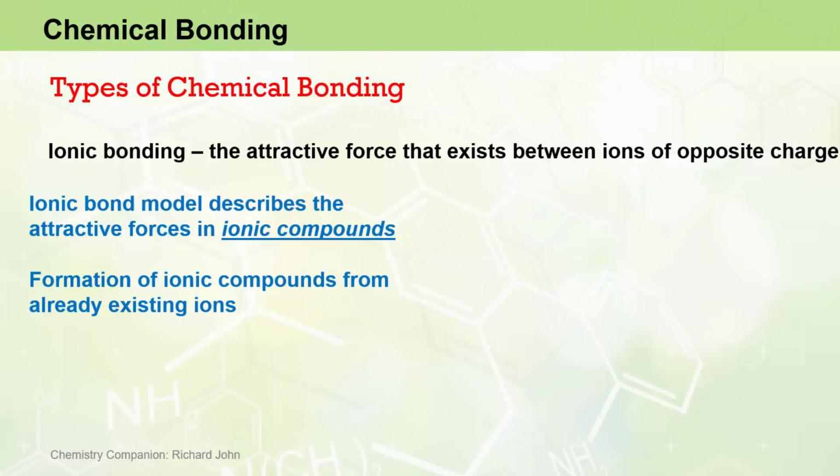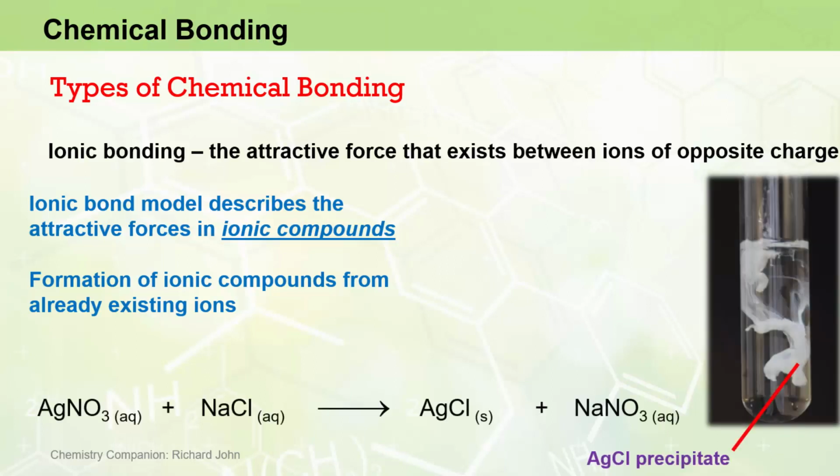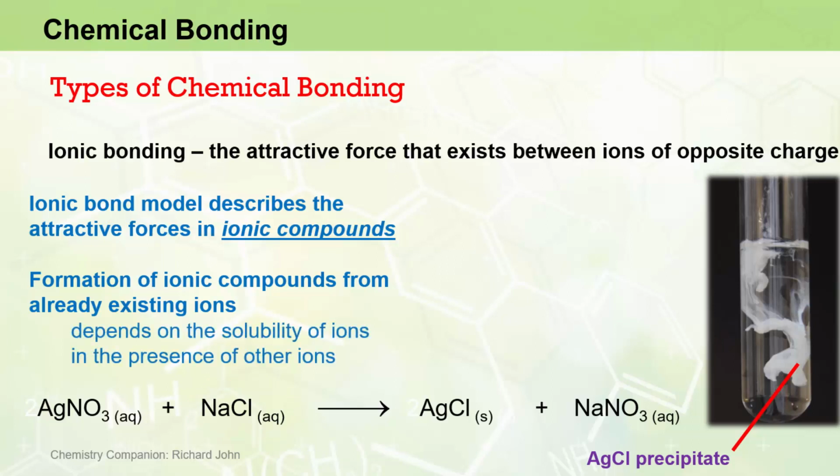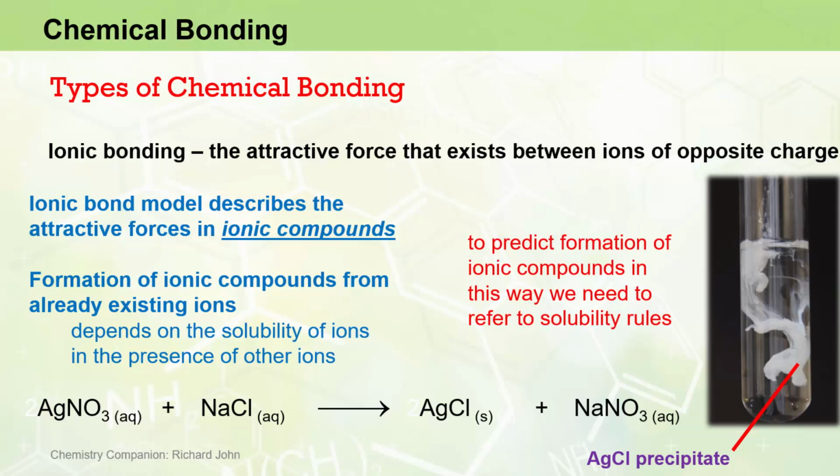In fact, this is by far the most common way that ionic compounds are formed. An example would be the formation of the solid precipitate silver chloride, AgCl, from a solution of silver nitrate and a solution of sodium chloride. In precipitation reactions such as these, the formation of ionic compounds depends on the solubility of certain ions in the presence of other ions. And in order to predict the formation of ionic compounds in this way, we need to refer to our solubility rules.